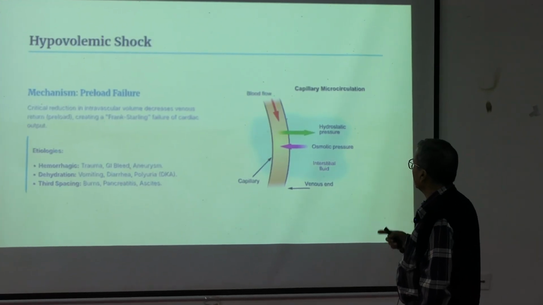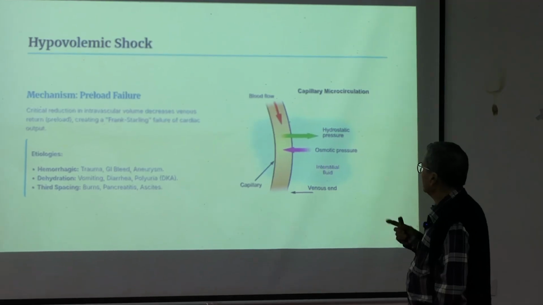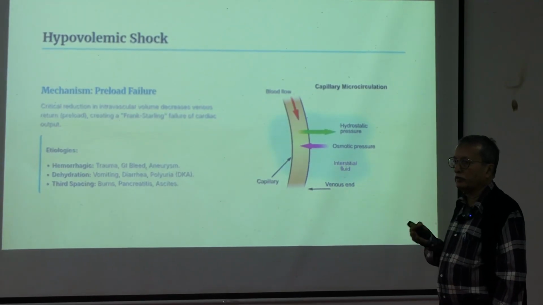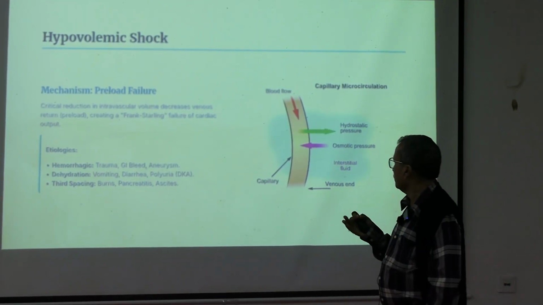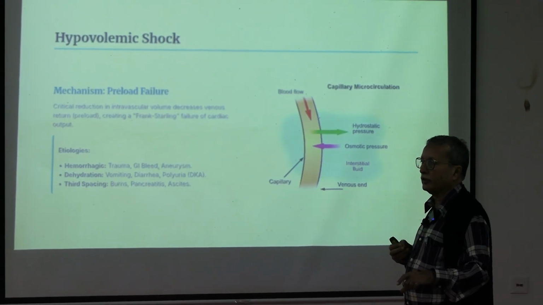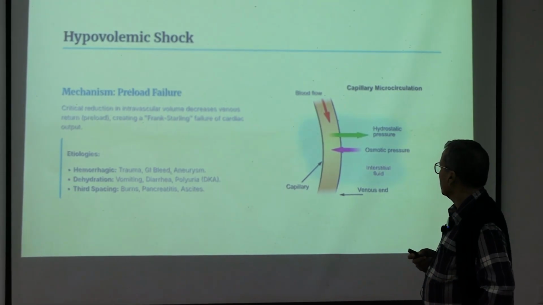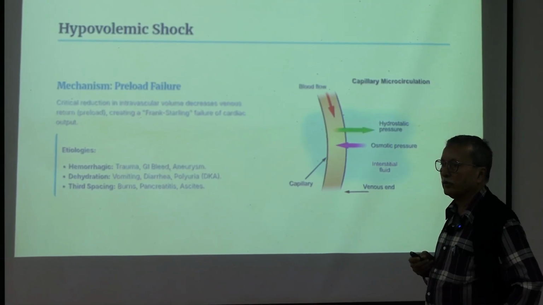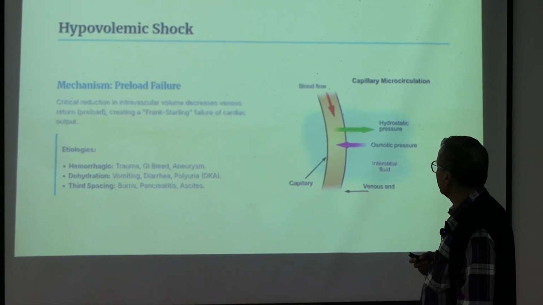Hemorrhage, trauma, GI bleeding, aneurysm. GI bleeding means hematemesis and melena. That is the most common GI bleeding. Aneurysm means dilatation of any vessel. So it may rupture and cause your hypovolemic shock.